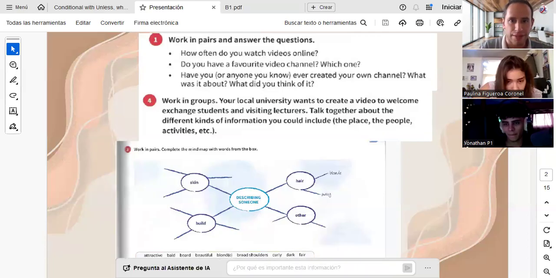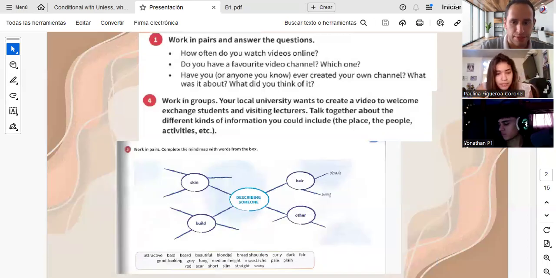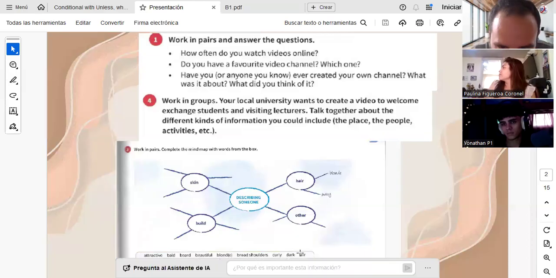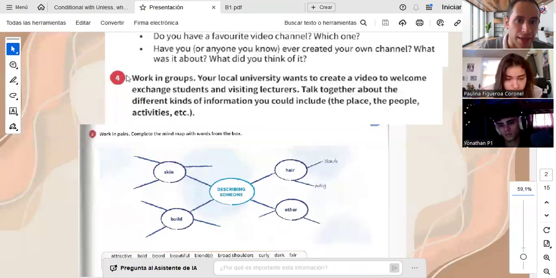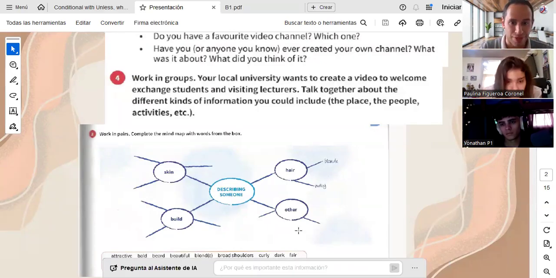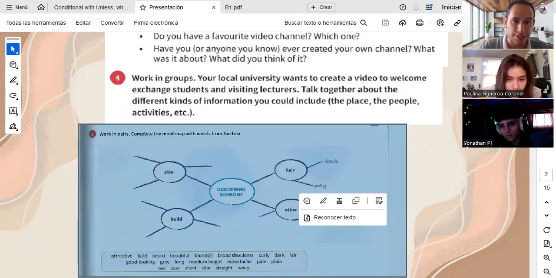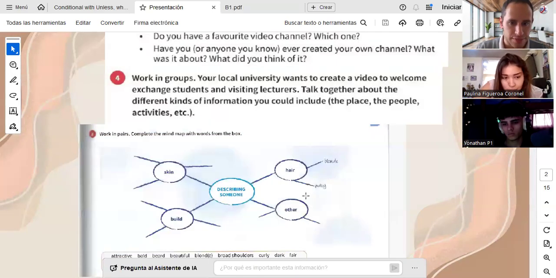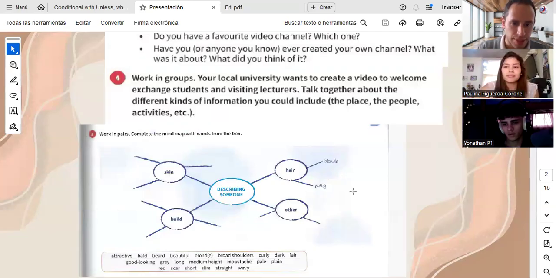Pale. I'm not sure about pale. Let me check. Pale, right? Let me check something again. Ah, I'm sorry. I guess it's like pálido. So it's skin, right? And plain, I guess it's plano. Plain. Build, maybe. Which one, Jonathan? Build, maybe. Build, like a plain, plano. Okay. Red. Hair.